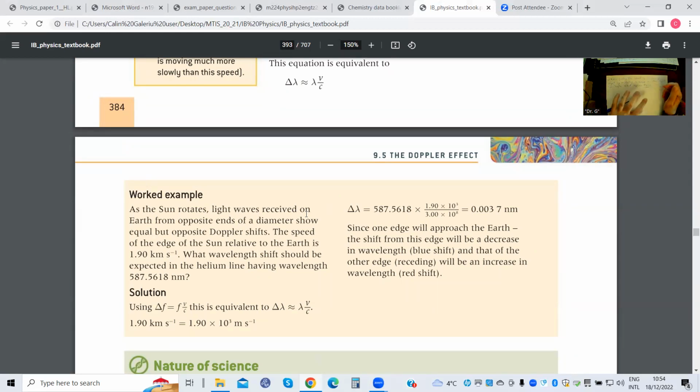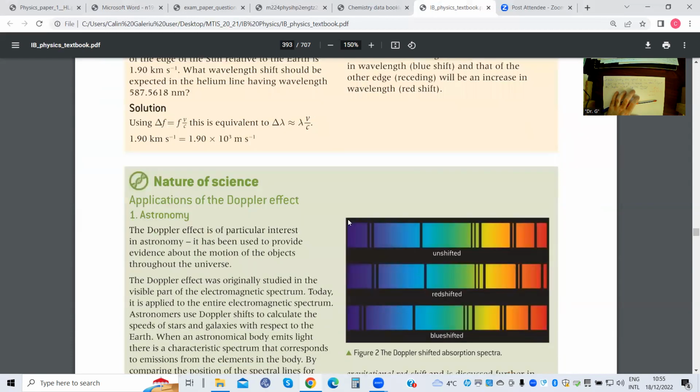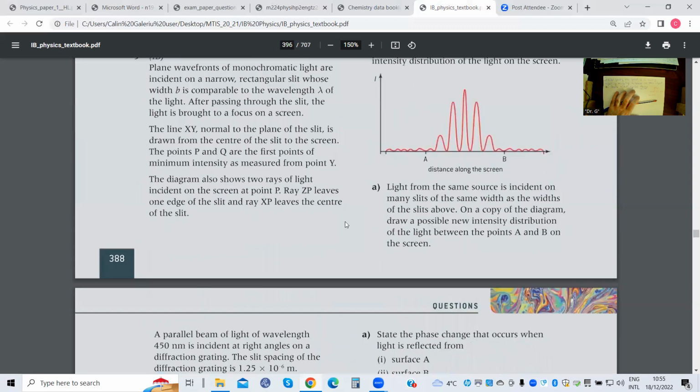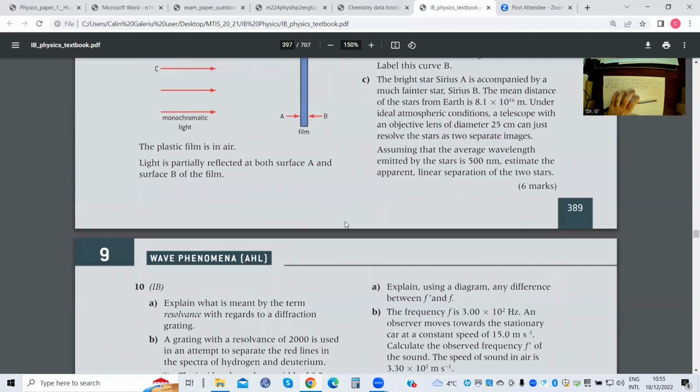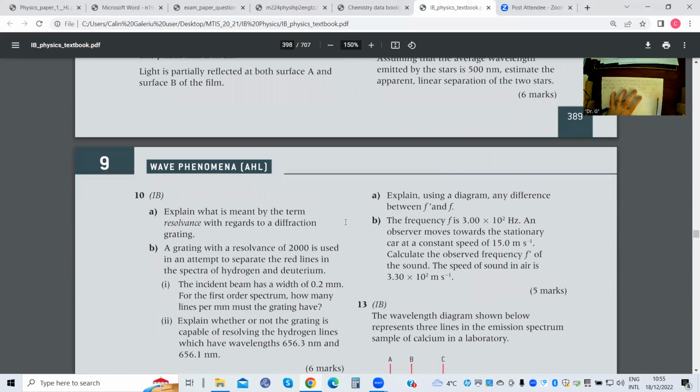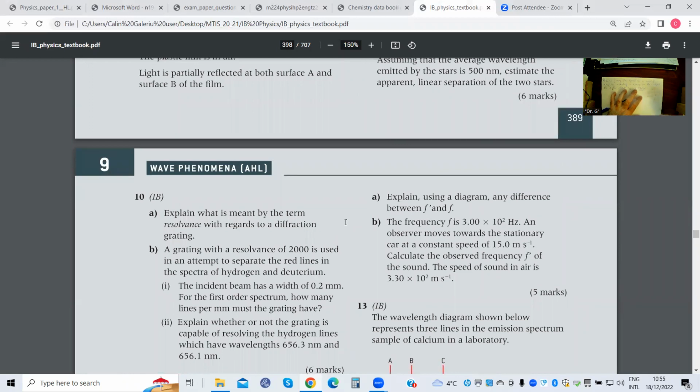Okay, which is a good time to write a homework assignment. So homework, read 9.5 again. And answer. There's a problem at the end of the chapter, number 13 on page 390.